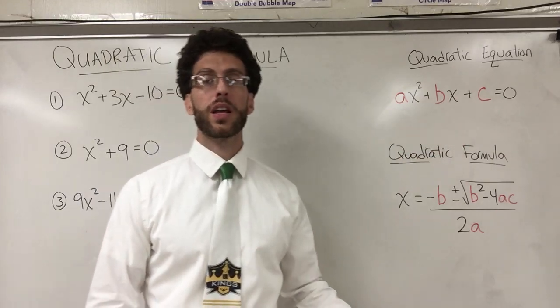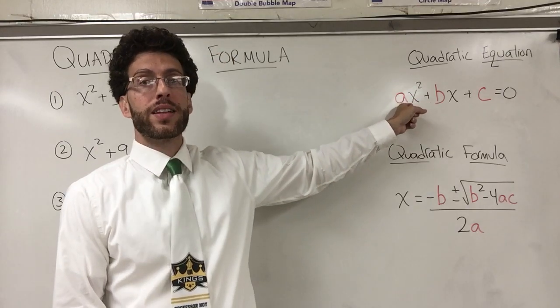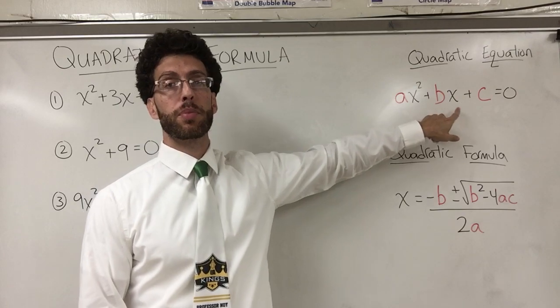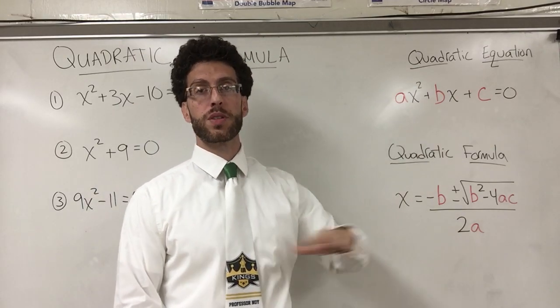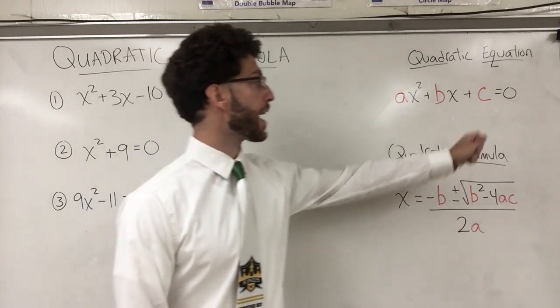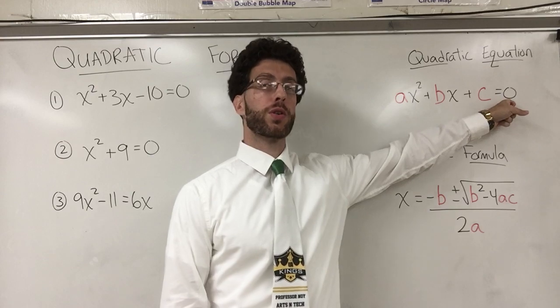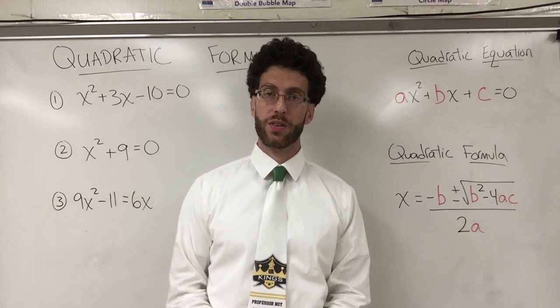Again, people get upset with the letters. The letters are just placeholders. The a represents a number that's in front of an x squared. The b represents a number that's in front of just a plain x with no exponent. And then the c represents your constant, which means there's no variable next to it at all. And if it's in standard form, it's going to equal 0. And you'll see later, it doesn't have to be in standard form. We have the algebra skills to get it in standard form.